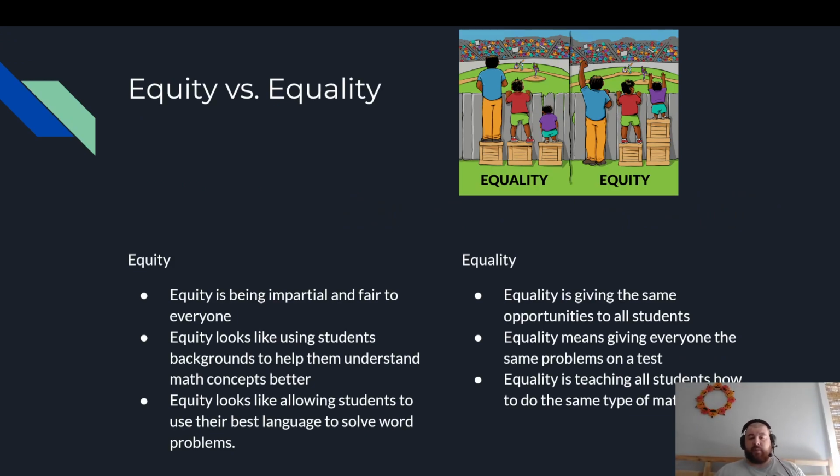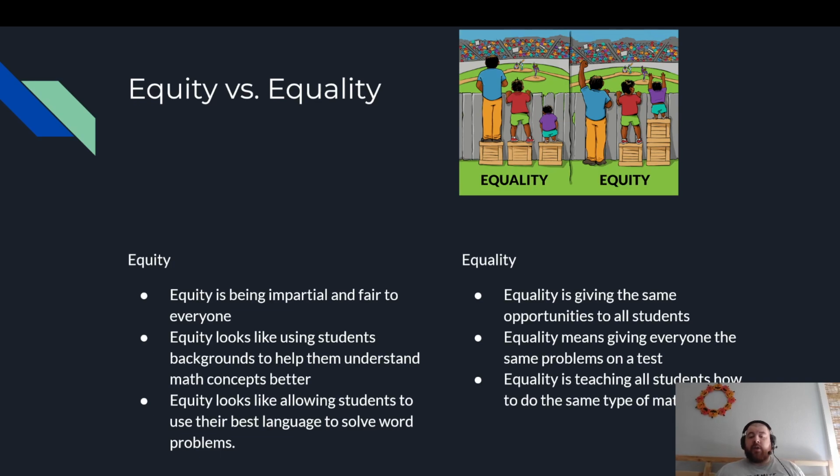So, I'm going to talk about equality first. Equality is giving the same opportunities to all students. This can look like something in the classroom, like giving everyone the same problems on a test. Make sure that that's equal, right? Not giving some students 5 problems and other students 20 problems. It's equal to give everyone the same amount of problems.